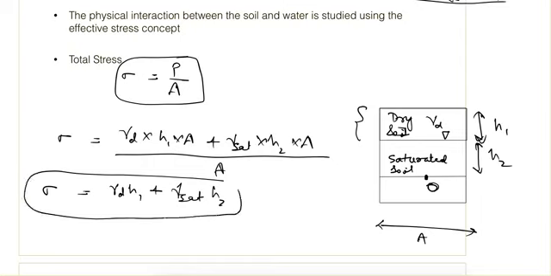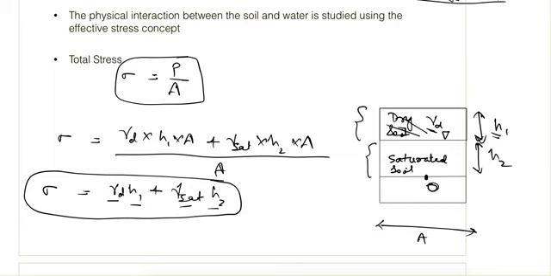It means that total stress can be found out simply by multiplying the unit weight and the depth up to which that soil is there of that unit weight. So gamma d unit weight soil is there for a depth of H1, so gamma d times H1, and gamma saturated is there for a depth of H2, so gamma saturated times H2.